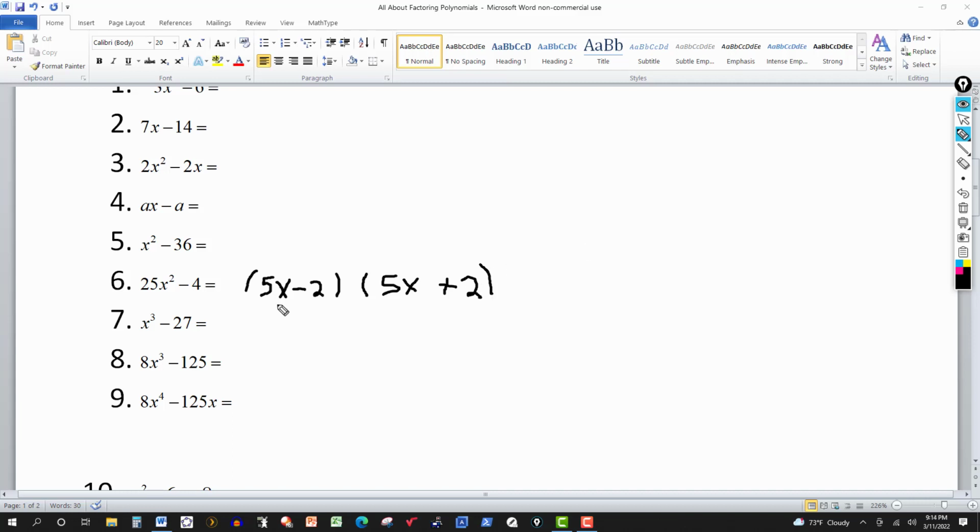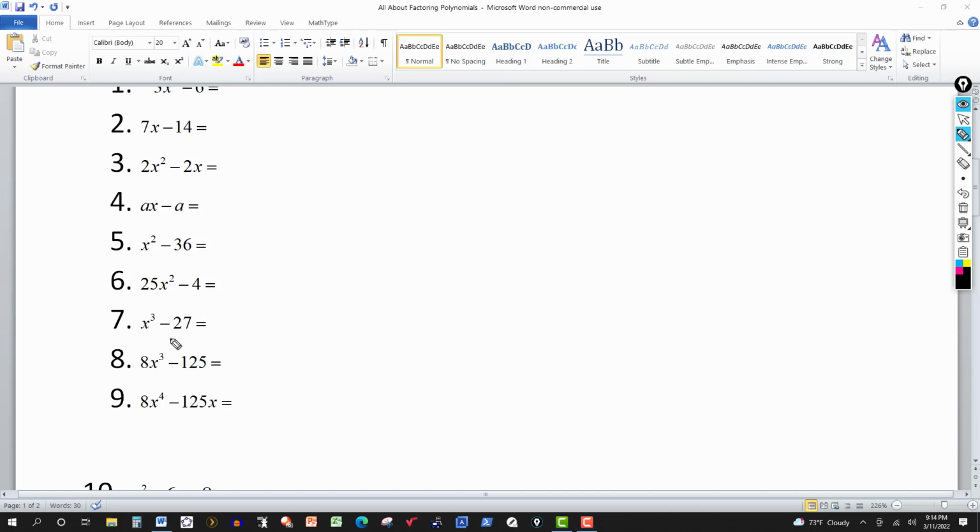Now when you do these, multiply it back in your mind. Okay, 5x times 5x is 25x squared. 2 times minus 2 is minus 4. And then multiply the middle terms there, minus 10x. And over here, that's a 10x. Minus 10x and a plus 10x cancel. Gives me the middle term to be 0x, so we don't put it in.